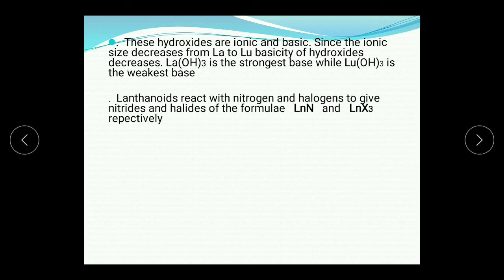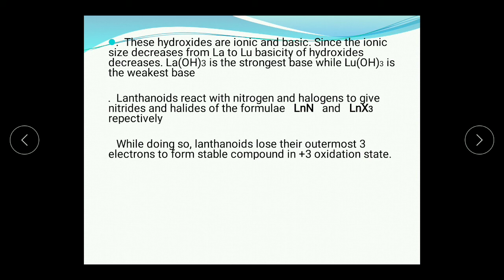Lanthanides react with nitrogen to form nitrides like LnN, while they also react with halogens to form LnX3. That means halides, where X means halogen. So, lanthanide nitrides and halides are easily formed by lanthanoids as they are metals. They easily react with non-metals.